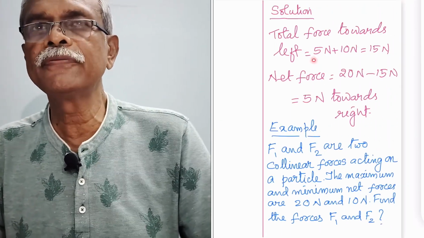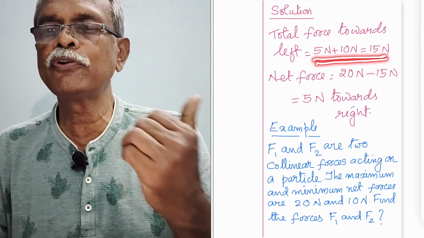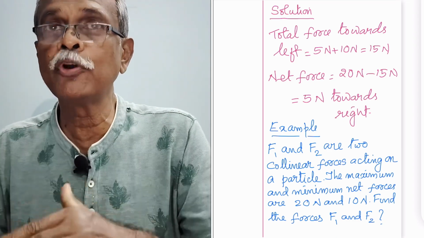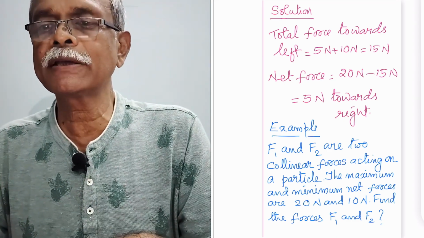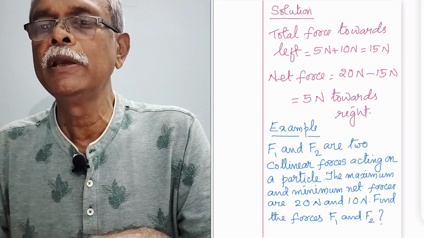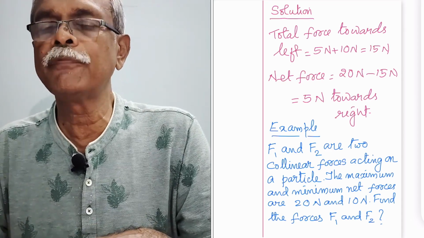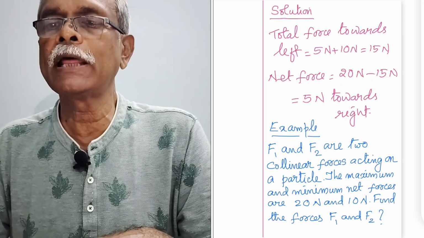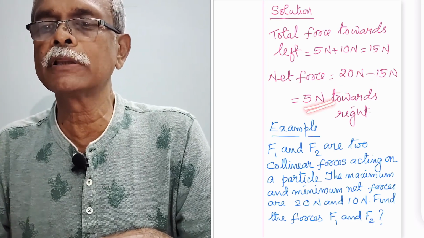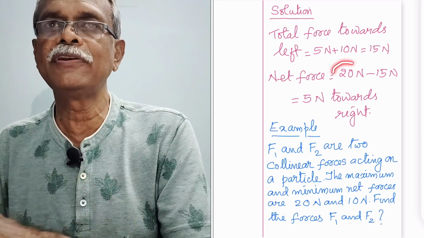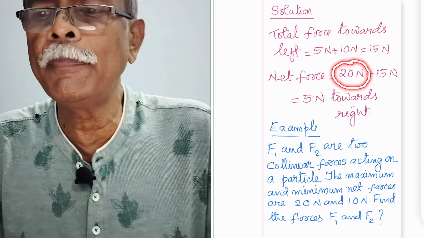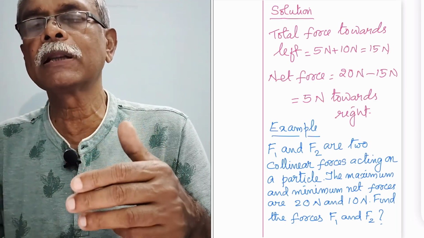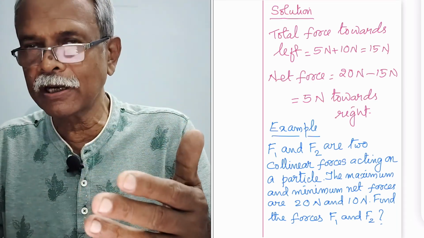That will be 15 Newton. Therefore, the force towards the left will be 15 Newton and the force towards right is given to be 20 Newton. Therefore, the net force will be 20 Newton minus 15 Newton, that is 5 Newton. That is along the direction of the 20 Newton force, the larger force, which is towards right. Therefore, the net force will be 5 Newton towards right.